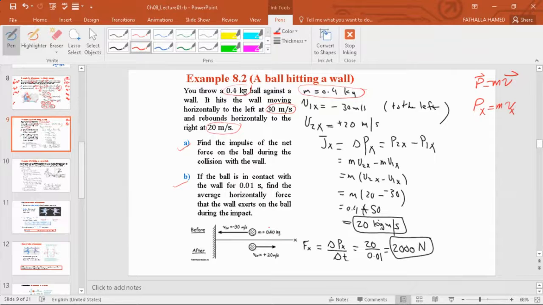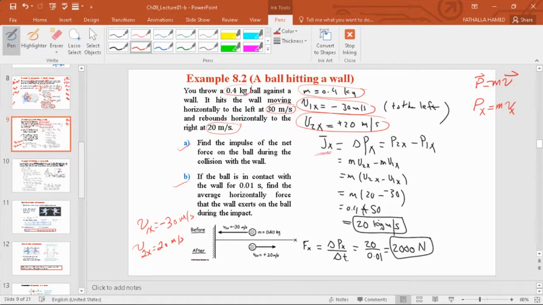So before the collision, your ball is moving to the left, which is along the negative x direction, and that's why we say that v1x here will equal minus 30 meters per second. And after the collision, it moves to the right, and that's why we say v2x is equal to 20 meters per second. So your v1x is minus 30 meters per second. The v2x will equal 20 meters per second.